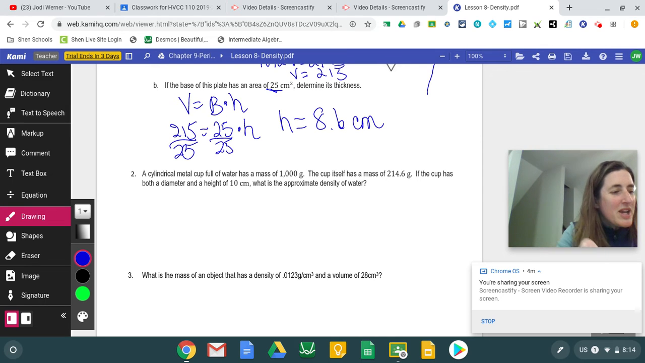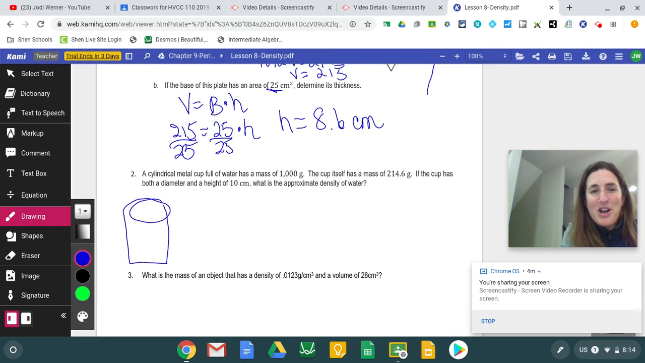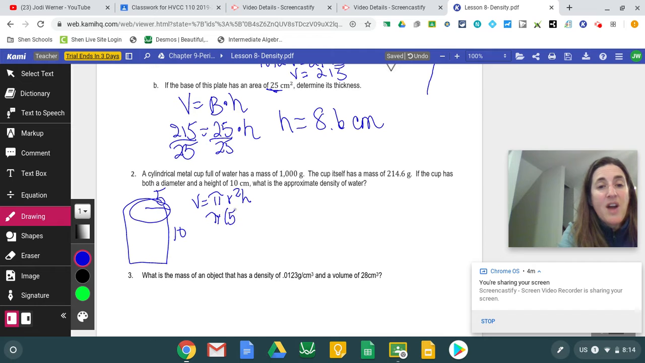Okay, so I've got a cylinder, and I just like to draw a visual. Look at that great drawing. So this is 5 because its diameter was 10, so its radius is 5, and this is 10. Now I know that volume of a cylinder is going to be pi r squared h, right? So pi times 5 squared times 10, or 25 times 10, or 250 pi. Great. I'm going to kind of leave it like that for right now.